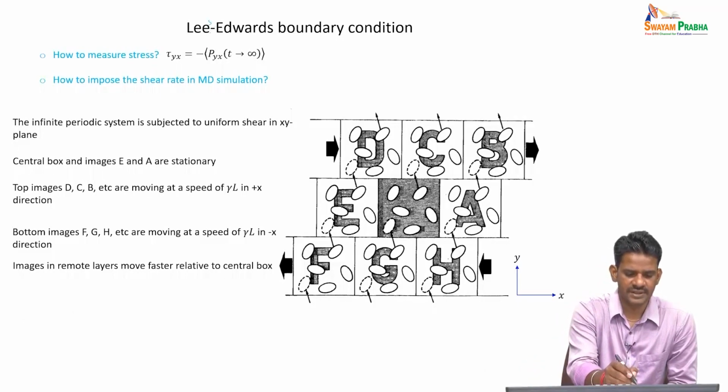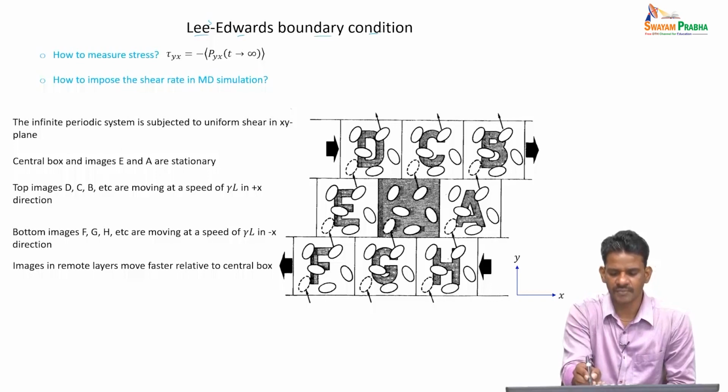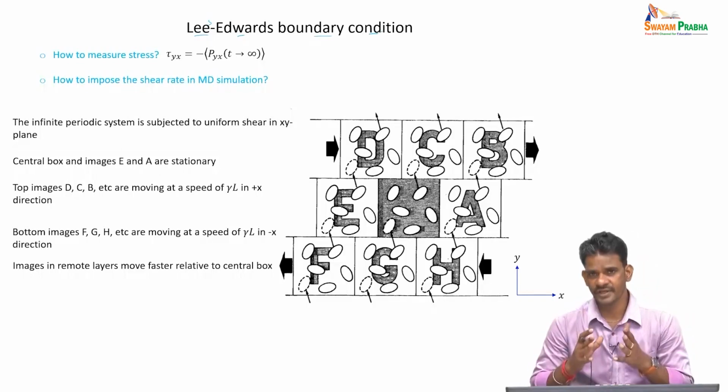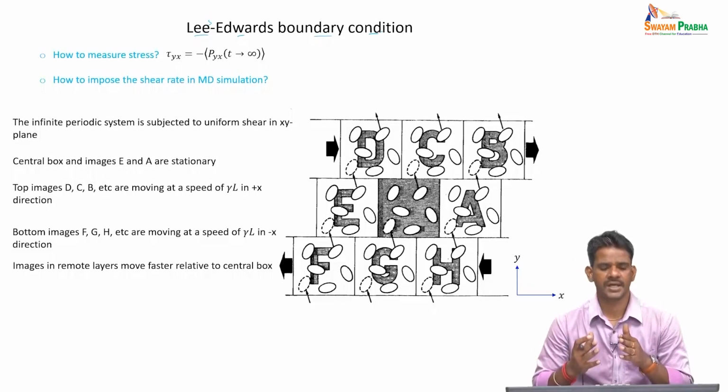So in order to do that, we are going to use something called the Lees-Edwards boundary condition method, where the boundaries are adjusted in such a way that we can apply the shear and then measure the response.